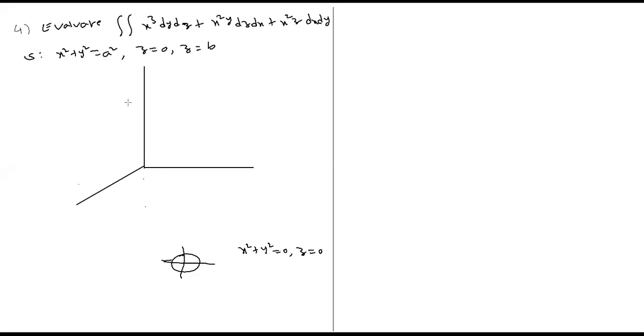all these circles form a cylinder. This is a circle, this is another circle. If you join all these circles, what do you get? You will get an infinite cylinder. But in our problem, that infinite cylinder is bounded, the lower part by z equal to 0, that is the xy plane, and the upper part by z equal to b. So this is our cylinder.